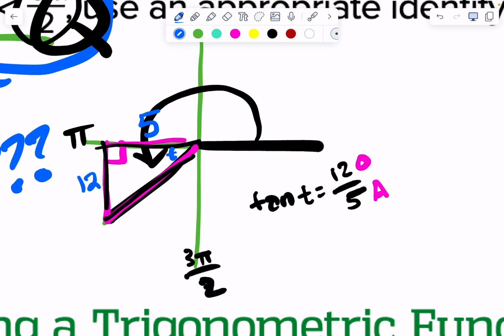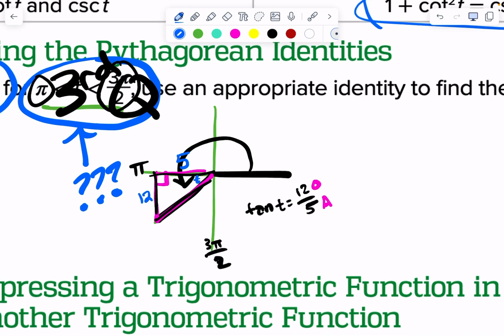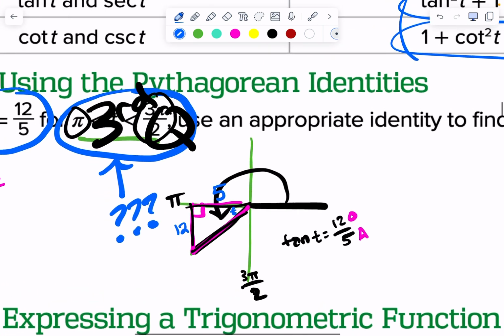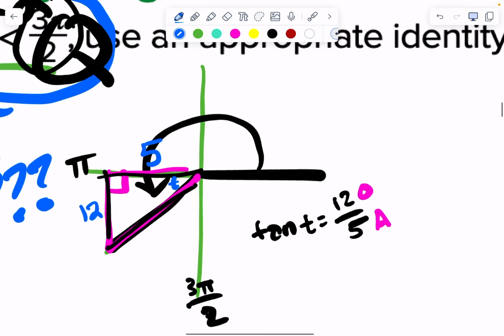Real quick, I should probably be writing this down. You should probably be writing this down. Okay? O, A. Okay, do you see where I get those numbers from?